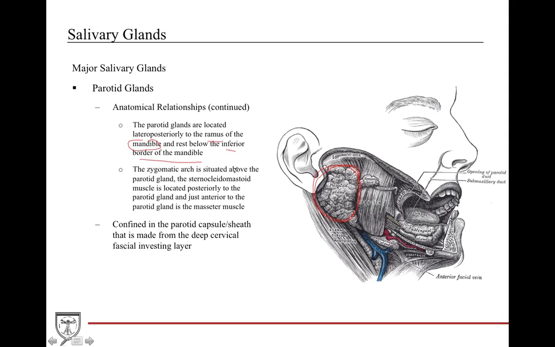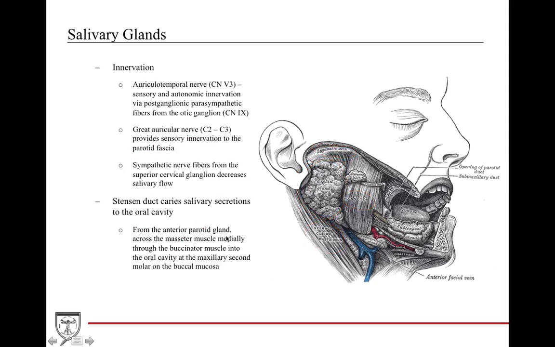And then the zygomatic arch is situated above the parotid gland, like the zygomatic arch right there. The sternocleidomastoid muscle is located posteriorly to it, so here's the sternocleidomastoid. And just anterior to the parotid gland is the masseter muscle right there. So this is a great picture over here to the right. The parotid capsule and sheath is made of the investing layer of the deep cervical fascia, as we talked about before. Remember, there are 4 layers of the deep cervical fascia, and the investing layer is the first layer, and that is what confines the parotid gland.